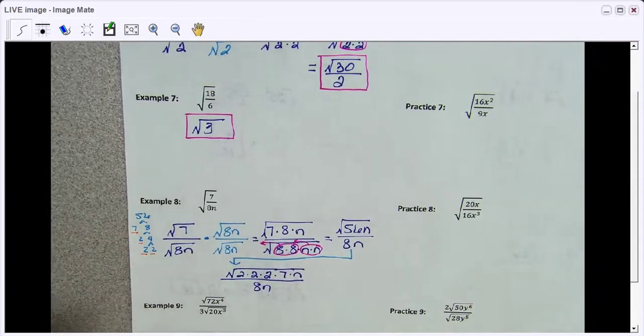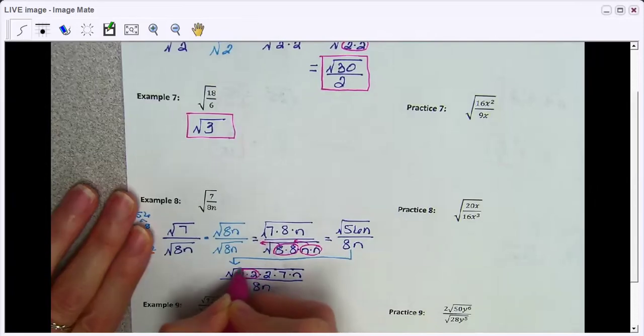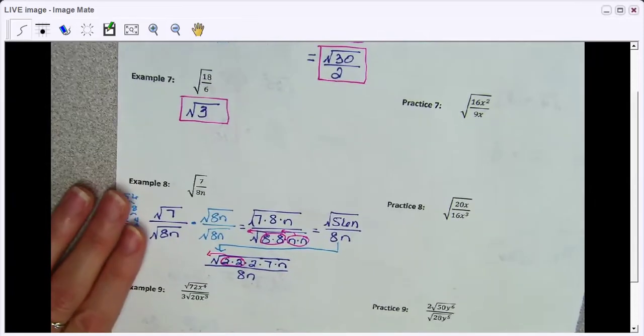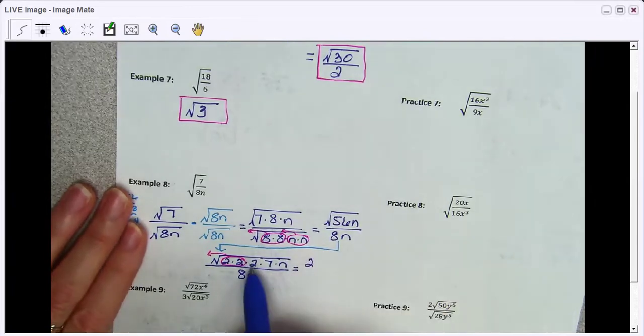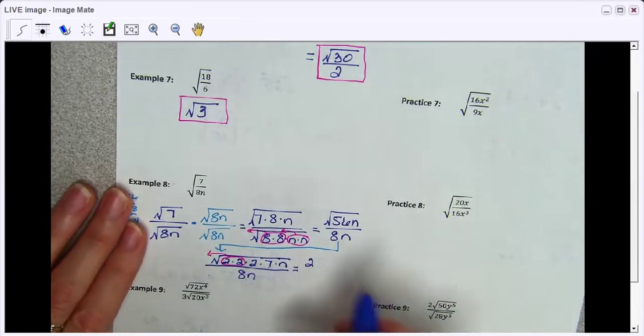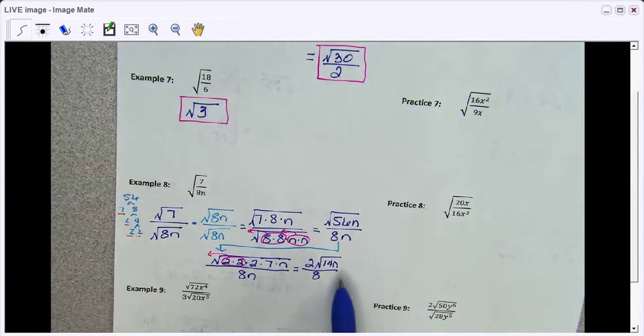Now let's see if we have any pairs we can factor out. It looks like we can only factor out a 2. Okay, so let's do that. So now we have 2 on the outside, and we're left with 2 times 7 times n on the inside, which is the square root of 14n over 8. 14n, we can keep the radical in the numerator. We just can't have a radical in the denominator.